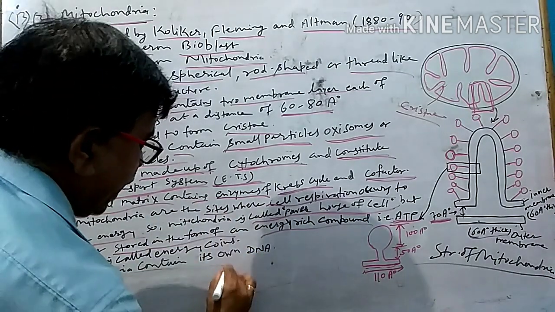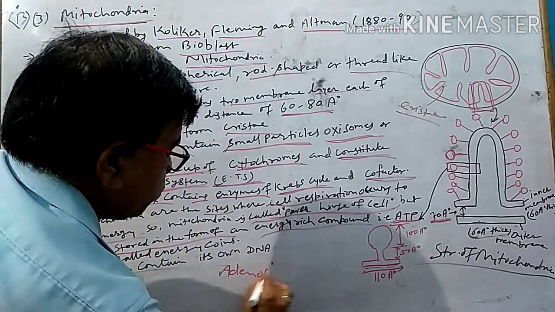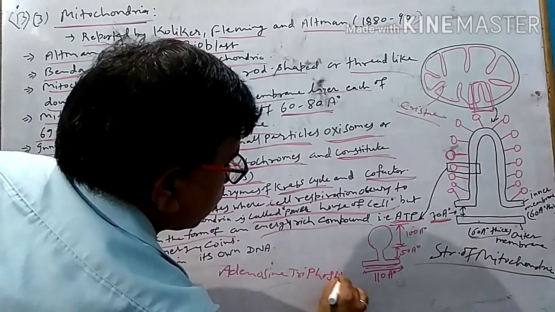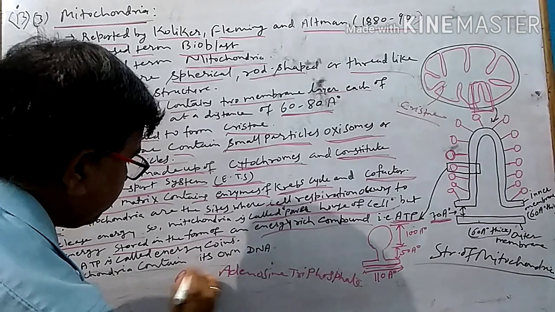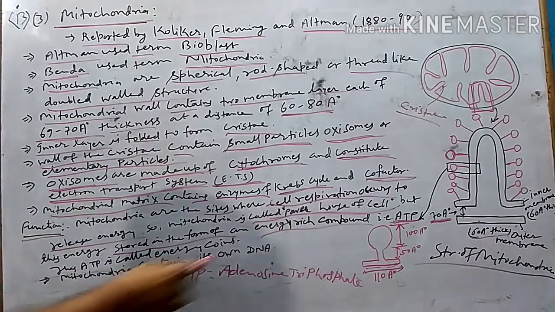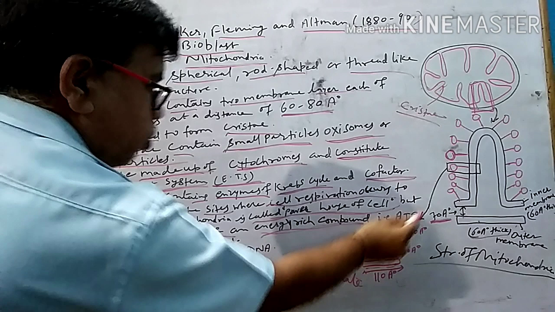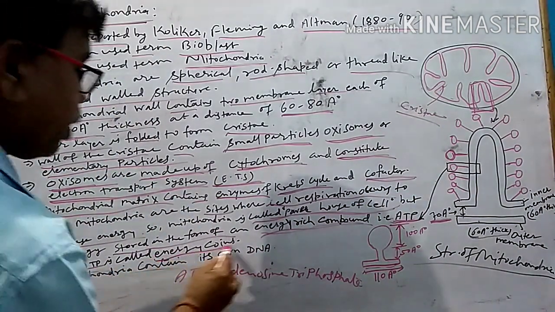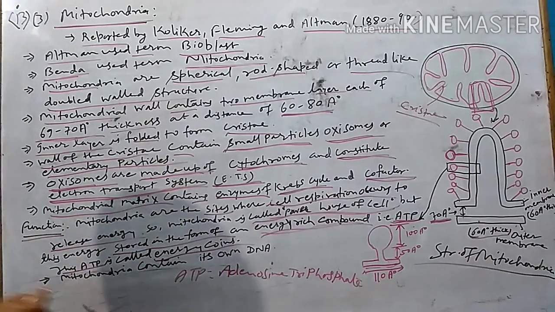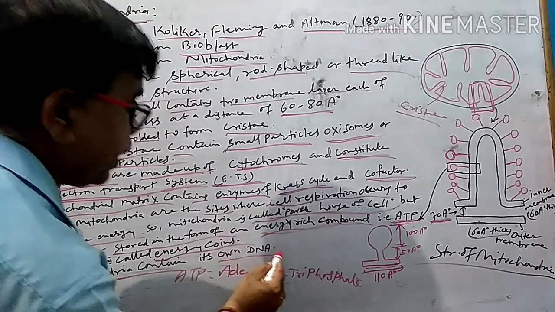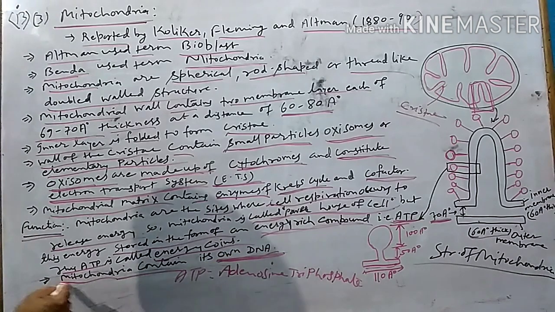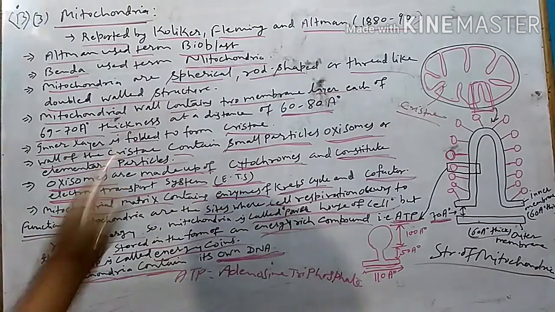ATP full form is adenosine triphosphate. That is the full form of ATP. So that is the energy-rich compound, and this ATP is called the energy coin. Then next main point, mitochondria contain their own DNA. This is a very important part, own DNA. So the mitochondria contain their own DNA.